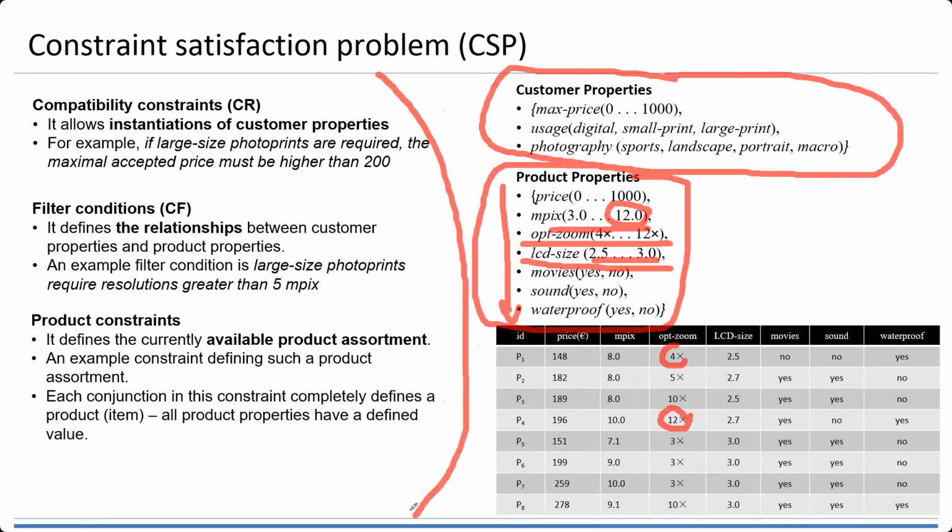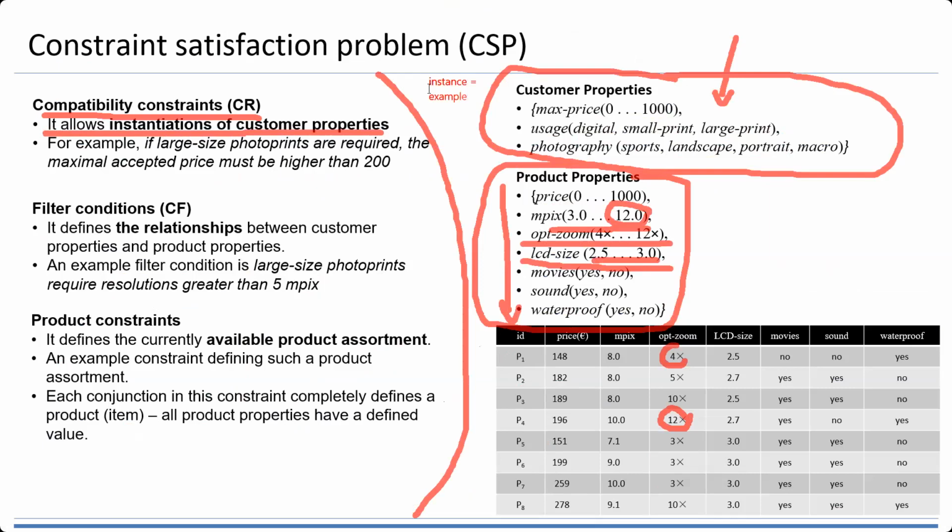So the constraints will be related to two things. The first is the compatibility constraint. The compatibility constraint, or CR, allows instantiation of customer properties. So we can select one instance from it. You know, instance? Sometimes we call it an example. Okay, we select one example.